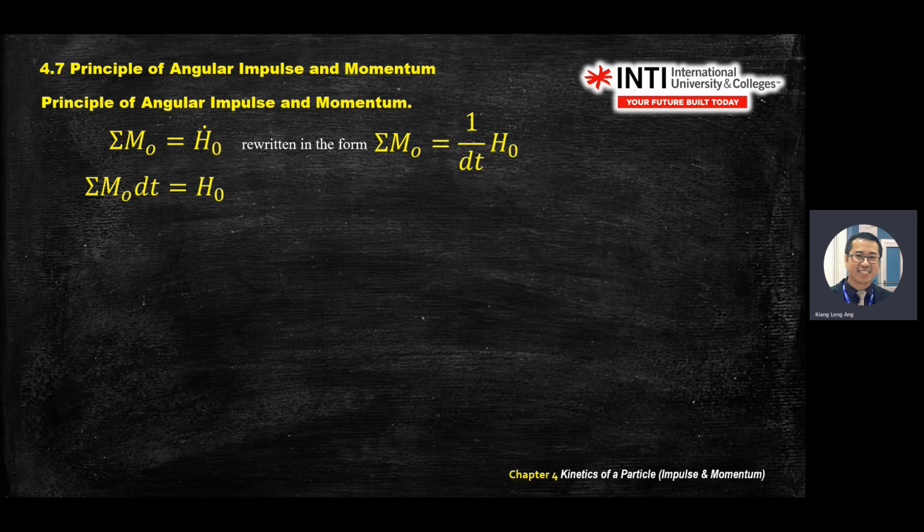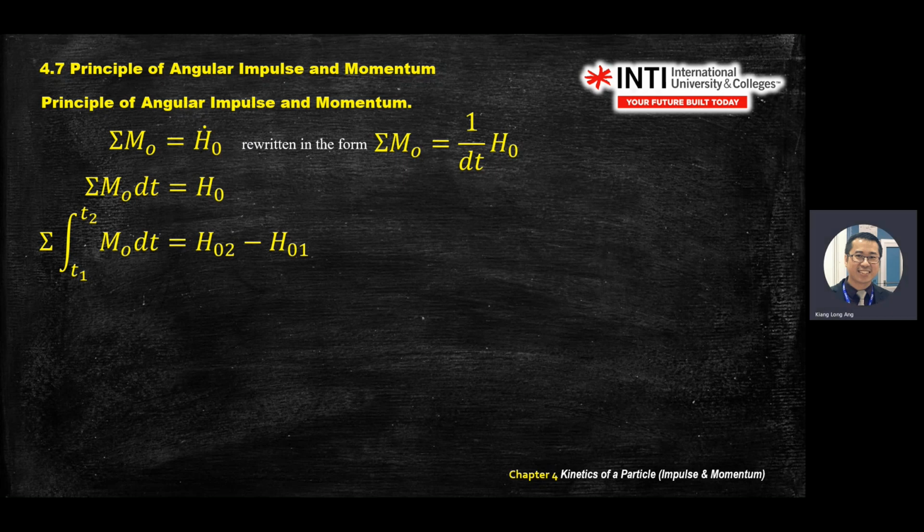So you rearrange this one into differentiate of dt. Then you move the dt to the left. You see dt, you can integrate, right? You see dt in the equation, you can integrate. So when you integrate, you get the angular impulse. This is called angular impulse.